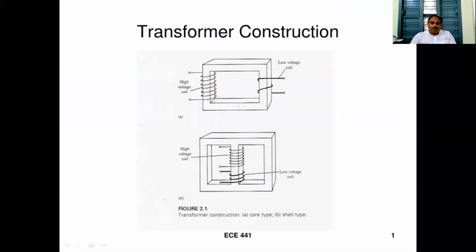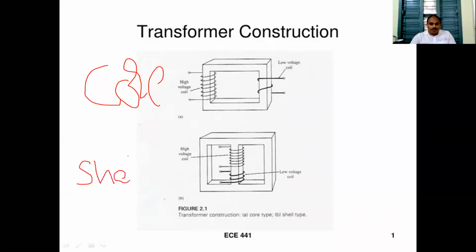So this is the core type of transformer. The core type transformer has only one window. Windings are placed in this manner in the core type. And this is the shell type transformer. Shell type and core type are the two main types. Berry type is also there, but mainly we have two types. Type 1 is core type, type 2 is shell type.